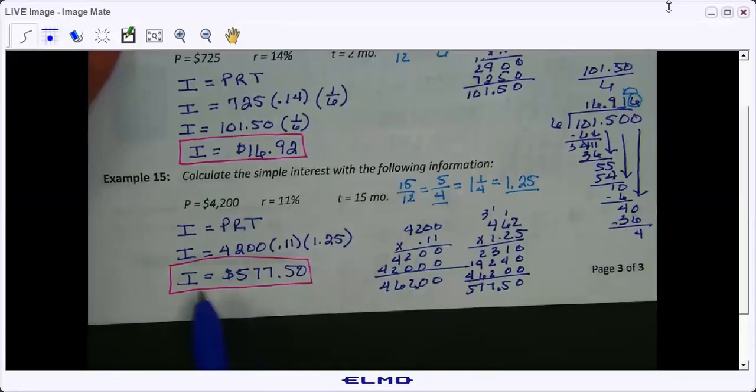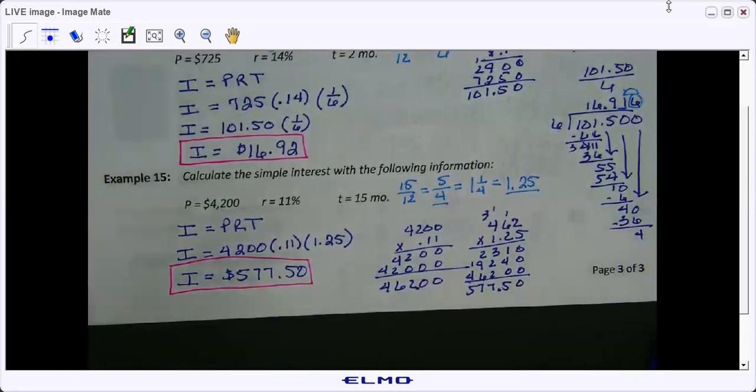Okay, this is the final answer for example 15, and here is all of my multiplication work. If you did not get this answer, go ahead and pause the video and just check your work and see where you maybe made a mistake. And so that concludes lesson 1.4, evaluating algebraic expressions.